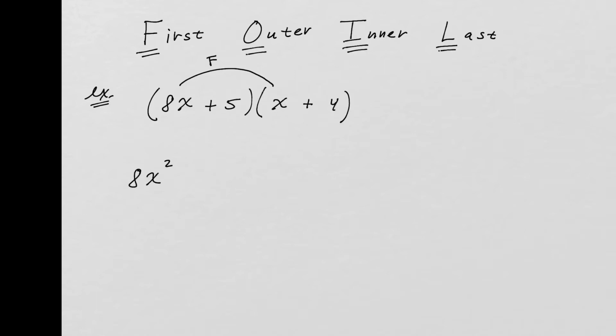That's the F. Outer means I multiply the outside term in the first polynomial, which is the 8x, and the outside term, the furthest away from everything, in the second polynomial, which is the 4. So these two would be the outer. But what's 8x times 4? That's going to be 32x.